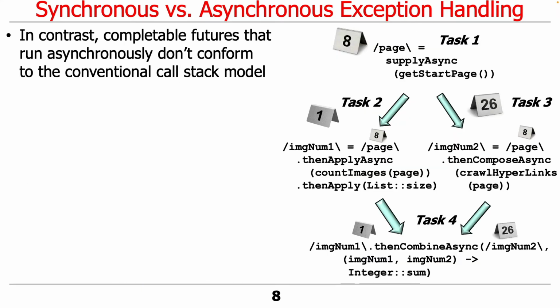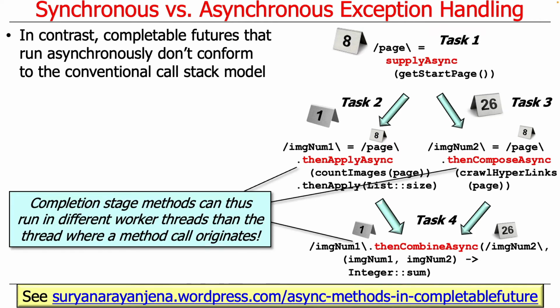In contrast, asynchronous computations using completable futures don't conform to this conventional call stack model. Why is that, you may ask? Well, one reason is because these completion stage methods run deliberately in different worker threads than the thread where the method call originated. So the thread that initiates the asynchronous computation is not the thread that's running the computation. If it was, that would defeat the whole purpose of completable futures, right? Which is to try to have things running concurrently and asynchronously in the background.